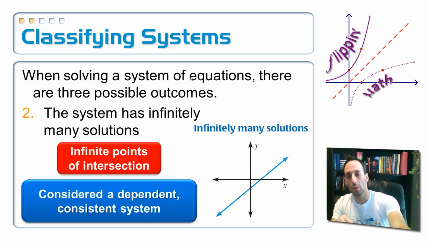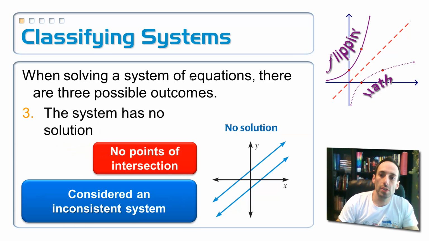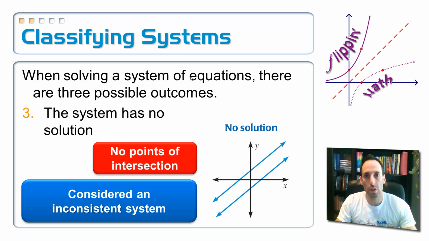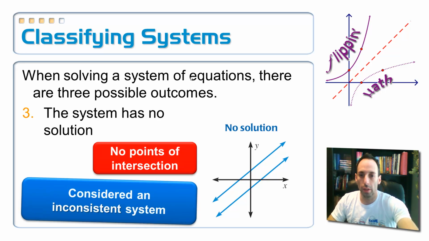Okay? And then the final case is they have no solution because the graphs themselves are parallel to each other. So they have no point of intersection, and this means I'm not going to find an answer. It is an inconsistent system. Inconsistent means that whenever I try to solve it, I don't get an answer. An inconsistent system. Okay?